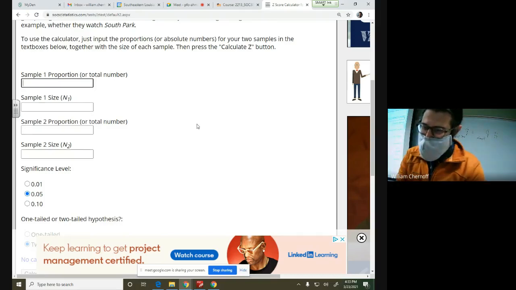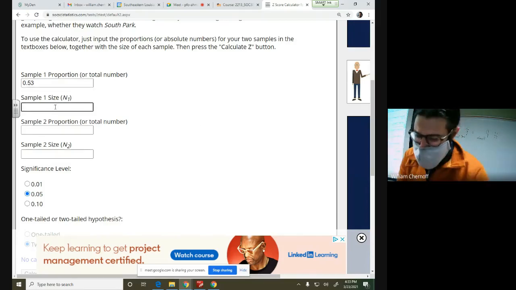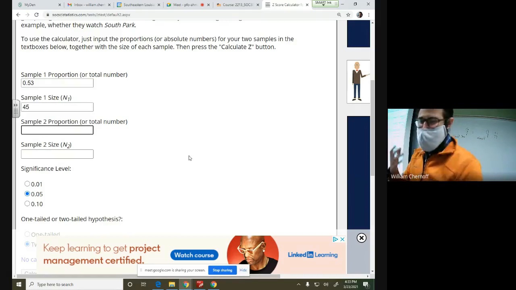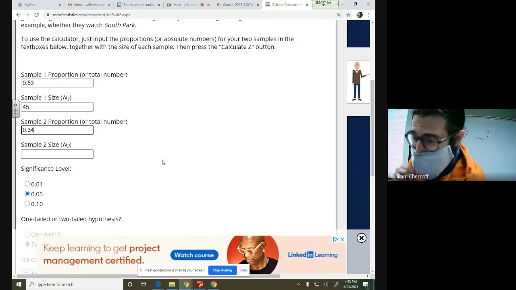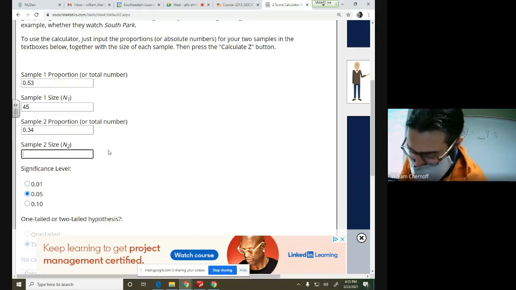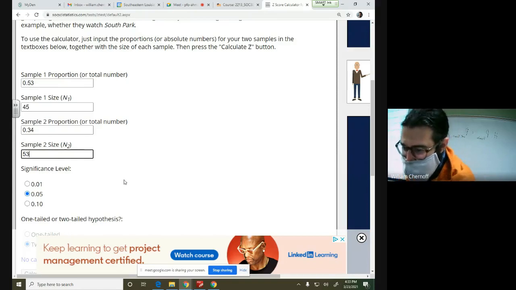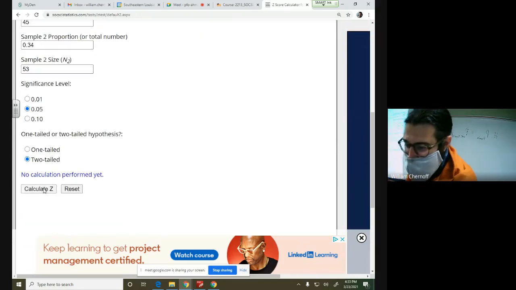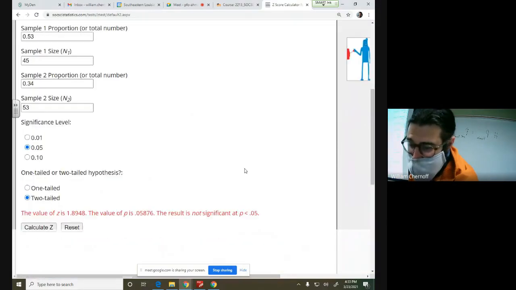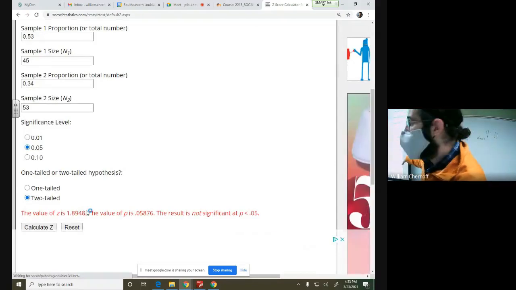So it could be that the proportion is 0.53, and maybe we talk to 45 men, and then we talk to the women. We found that maybe the proportion is 0.34, and maybe we talk to 53 women. We calculate, and it's going to give us some numbers down here at the bottom.